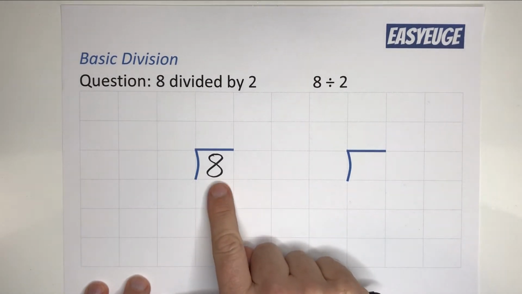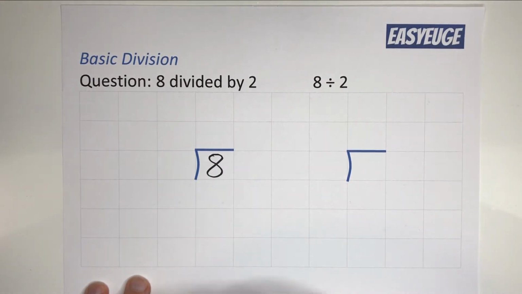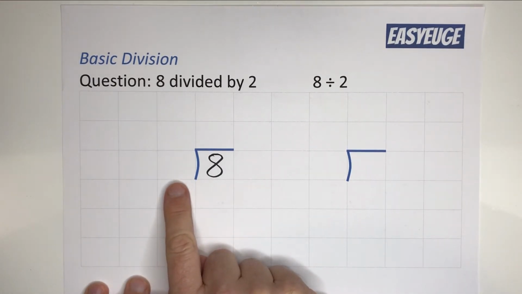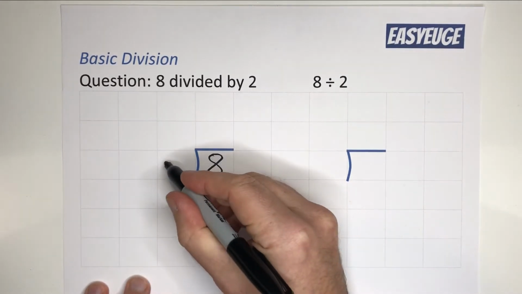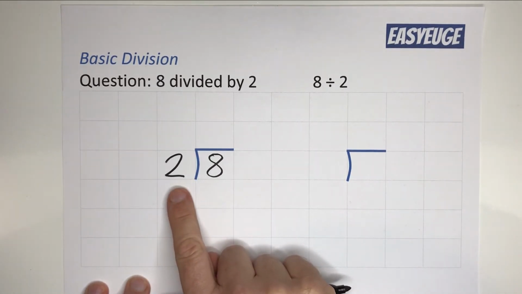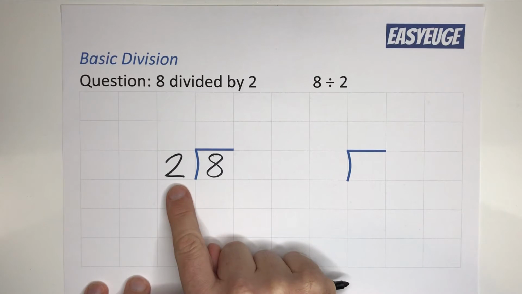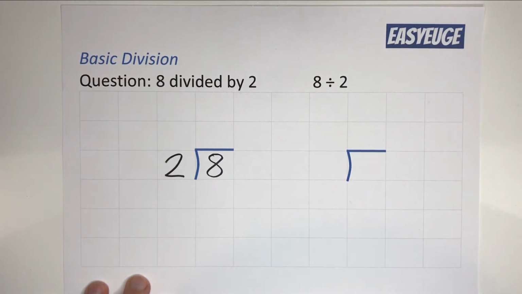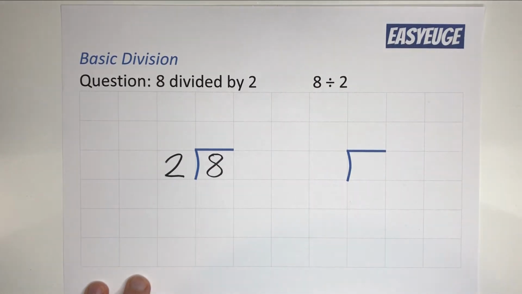So that's called the dividend. That's the number we are dividing up. The number that we are dividing by goes out here. And that's the number 2. So let's put the 2 outside. And that's called the divisor. Okay, so you have your dividend, the number you're dividing up, your divisor, which is the number you are dividing by, and where does your answer go? So your answer goes up here on the top.